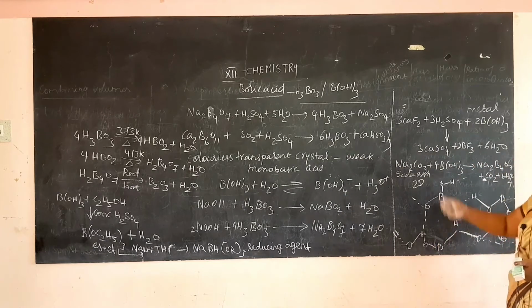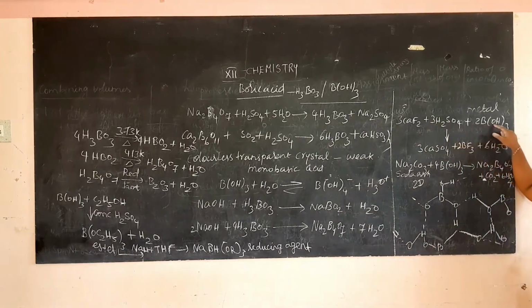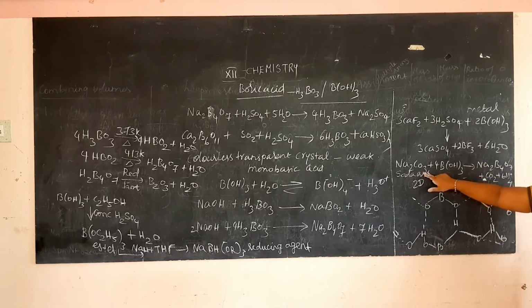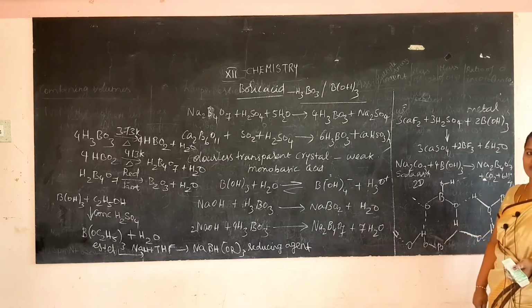Then the uses. Calcium fluoride, when treated with sulfuric acid and boric acid, gives boron trifluoride. BF3 is nothing but boron trifluoride. Then sodium carbonate or soda ash with boric acid gives borax. Borax, we already saw the preparation, properties and uses. Plus CO2 plus 6H2O. Then next, the structure of boric acid.